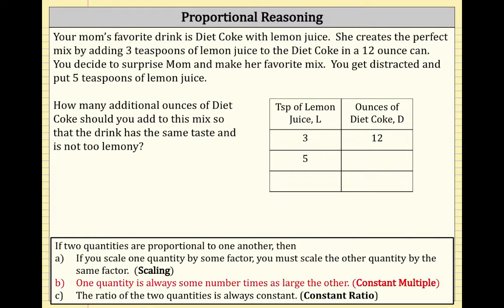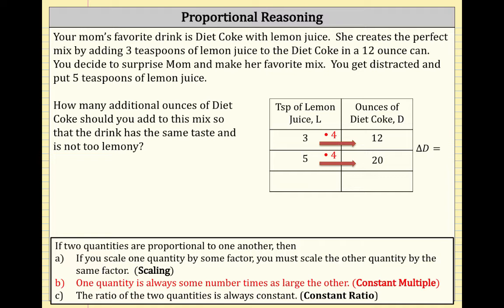So we're going to use the constant multiple perspective of proportionality. In other words, we ask: 3 times what is 12? 3 times 4 is 12. So that is the constant multiple that relates the teaspoons of lemon juice to the ounces of Diet Coke. That means that if you have 5 teaspoons of lemon juice, you should put in 20 ounces of Diet Coke for the mixture to taste the same.